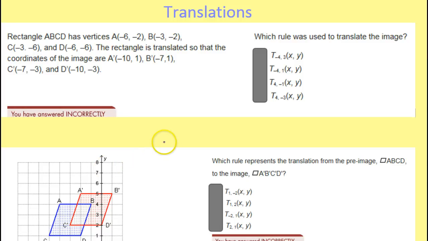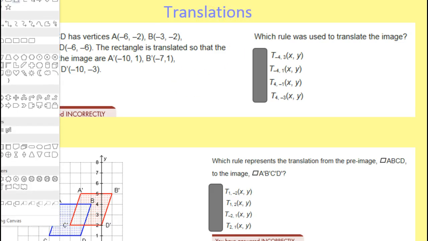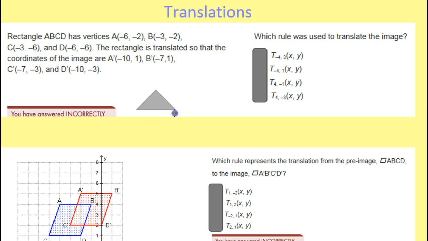Alright, this video is a tutorial video about the concept of translations. A translation is when you're basically taking a shape, like say a triangle, and you're just sliding it across the graph in one direction or another. You could think of it as moving it a certain number of units to the right and a certain number of units up. And that would be the same thing. So that's what they mean when they have this notation right here.